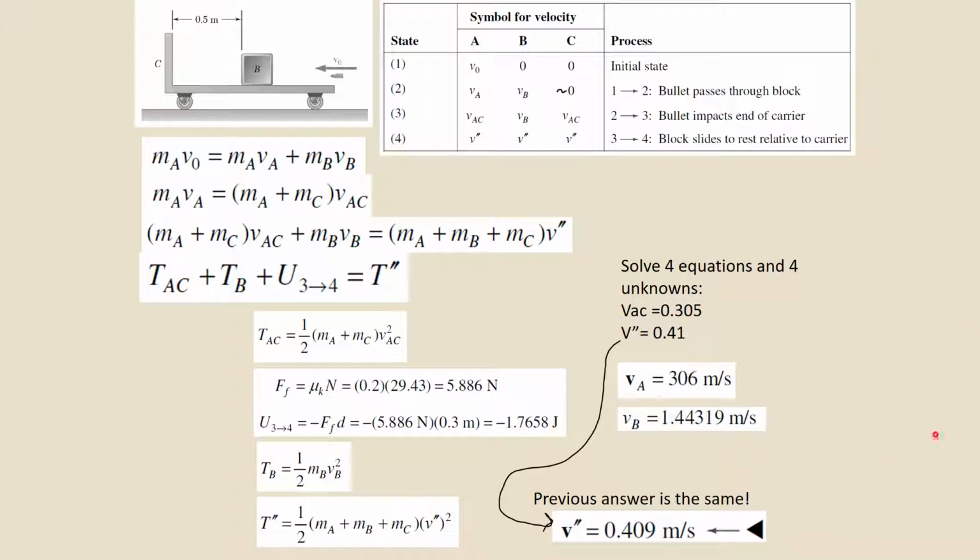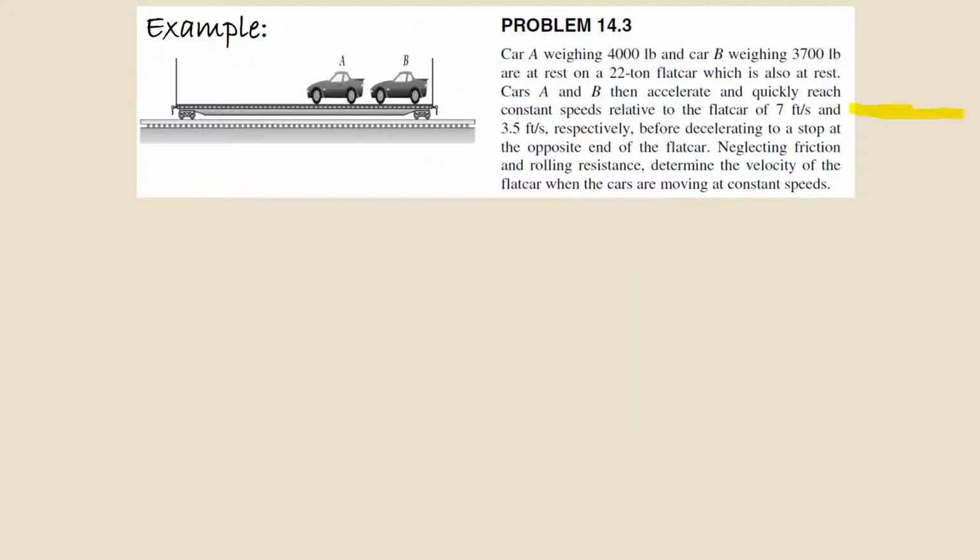Okay, so there's that example. Here's another example, and this one is going to be a really good one for thinking about implications of the center of mass of the system. So let's go ahead and read through the problem statement. Car A weighs 4,000 pounds, car B weighs 3,700 pounds. They start at rest on a 22-ton flat car, which is also at rest.